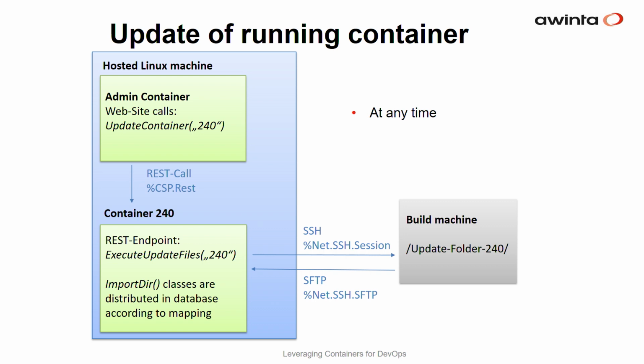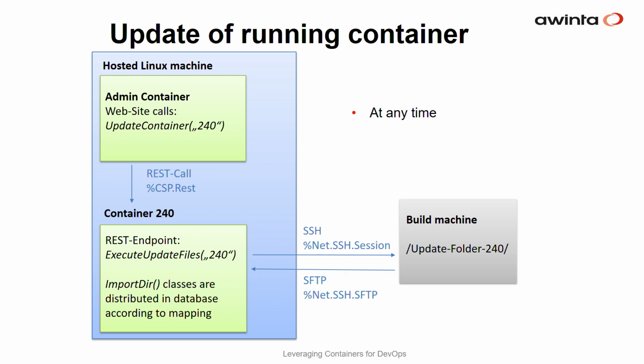And this is done by comparing the file name. Do we already have this file? And if yes, what about the modification date? Is the file newer? Then we take it. And finally, import dir in object script takes these new files and brings them into the database. And this method can be run at any time.